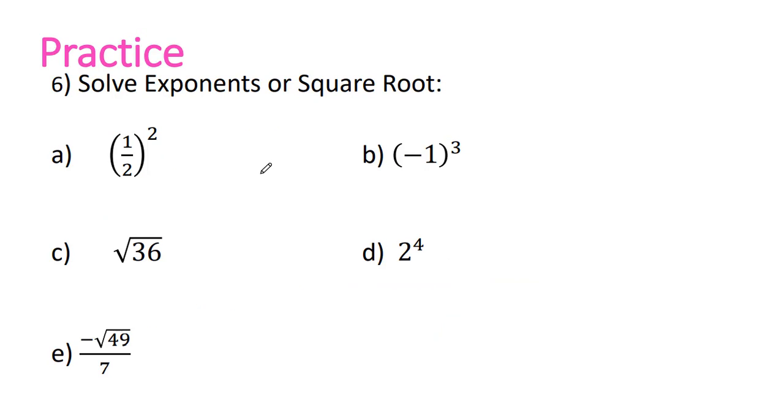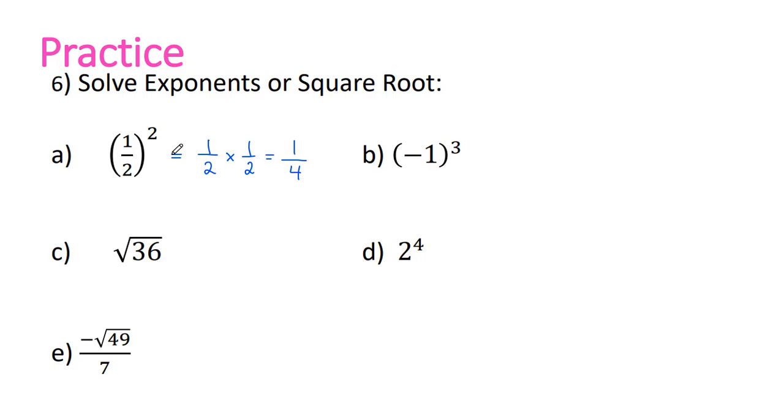So now we're going to solve exponents or square roots. For A, you have a half to the power of 2. And this means a half times a half. And we know with fractions, when multiplying, we just multiply numerator times numerator, denominator times denominator.